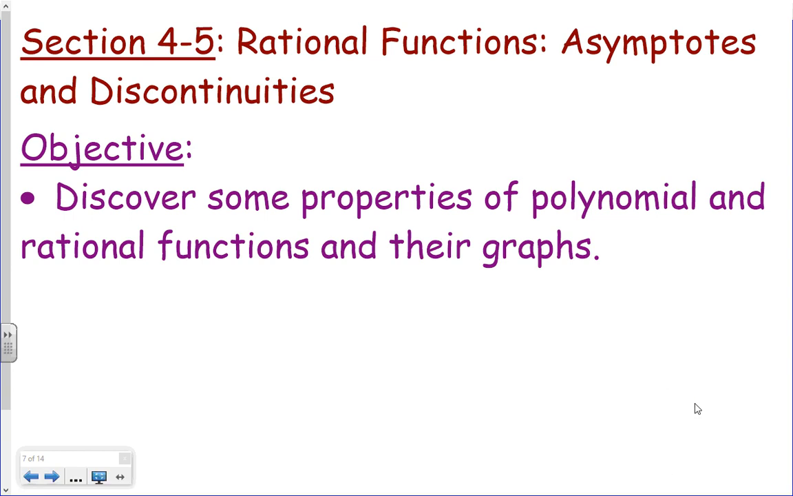All right, open up your book to section 4-5. We're on page 211 in your book. The title of this section is Rational Functions, Asymptotes, and Discontinuities, and the objective is to discover some properties of polynomial and rational algebraic functions and their graphs.